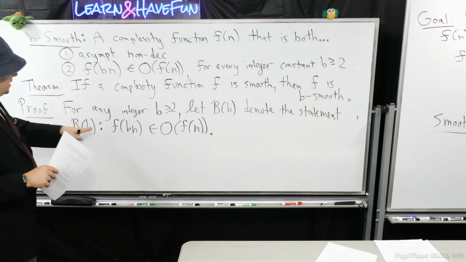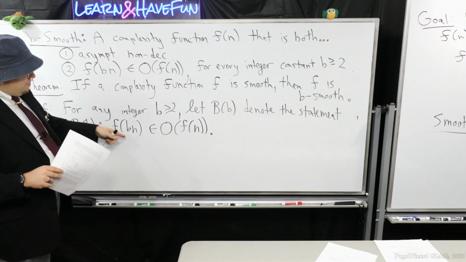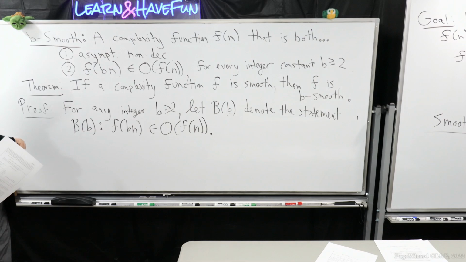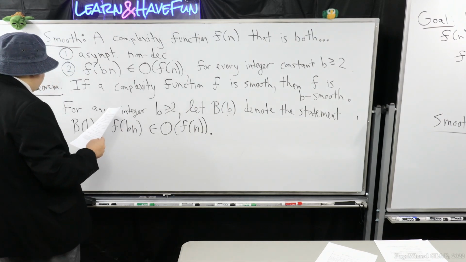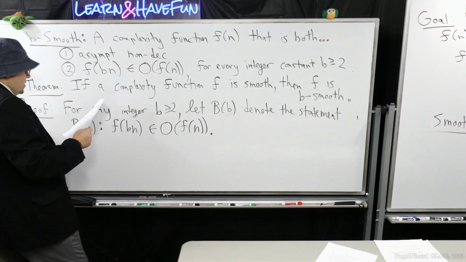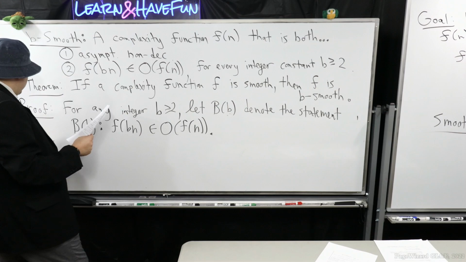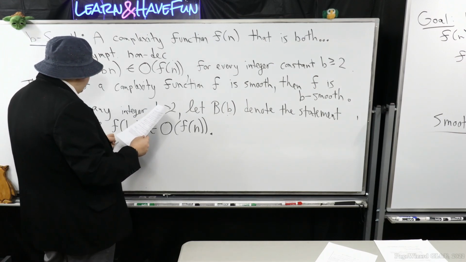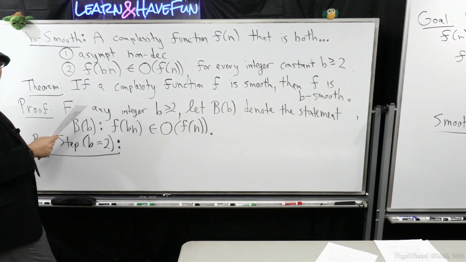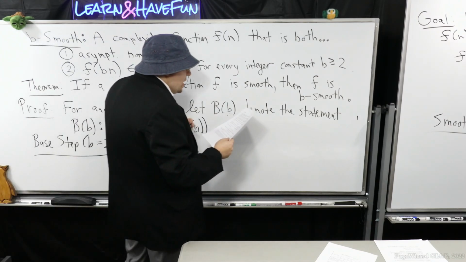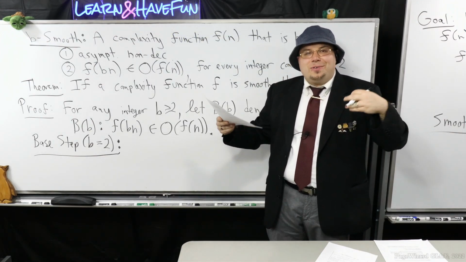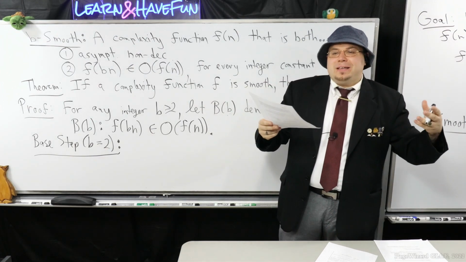Technically I could have said if f is smooth, then this, but the setup of this proof is pretty straightforward. I'm going to start off by trying to show this for a small value for b. So I'm going to start off with step b is equal to 2. What I'm going to first do is show you what we're going to call the base step. And then I'll give you the idea of how induction works, and I'm going to get some help from Miss Kitty.